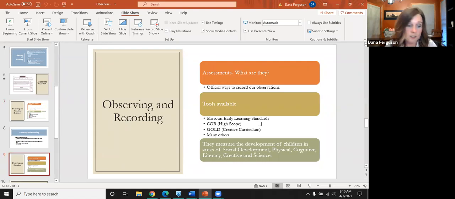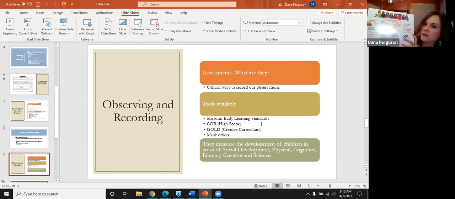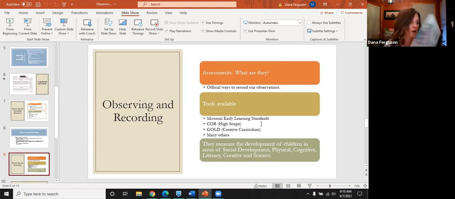Again, I've referred to the core many times because that's what HighScope uses. And this is the physical form that we have. We also have it online. But here you can see all the different domains and then all the different areas underneath that it touches on, very similar to the Missouri Early Learning Standards. Creative Curriculum uses the Gold. So there's just a lot, okay? But they measure the development of children in areas like social development, physical development, cognitive development, literacy, language, creative development, and science. So again, really important in purposeful planning and meeting the needs of our children.